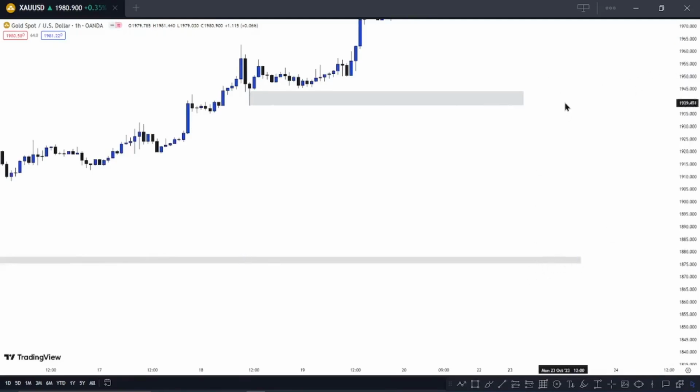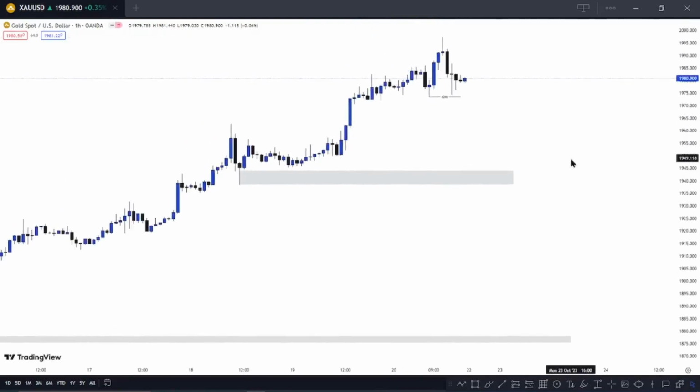All right, that is the picture of gold, both on the daily time frame and on the 1H time frame. I hope you understand that, guys. So this is where we will draw the curtain for today's weekly forex market analysis.